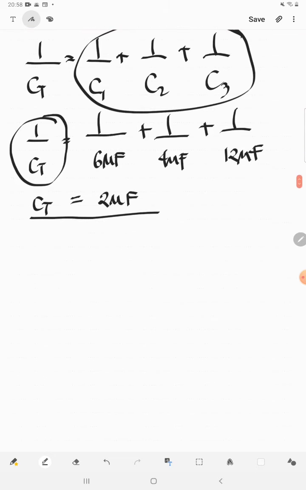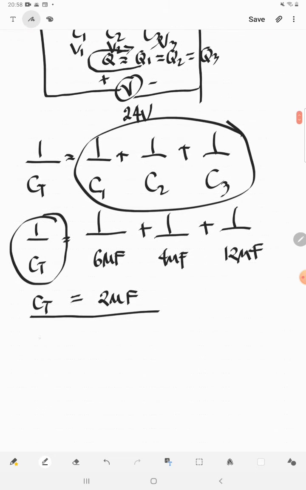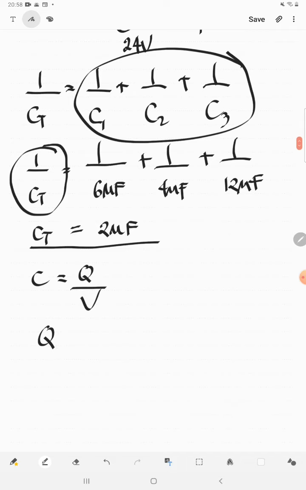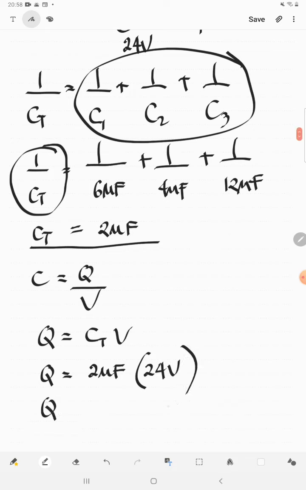In here, C is equal to Q divided by V. So to find Q, Q is equal to C total times V. So Q is equal to 2 microfarad times 24 volts. So our Q here is 48 microcoulomb.